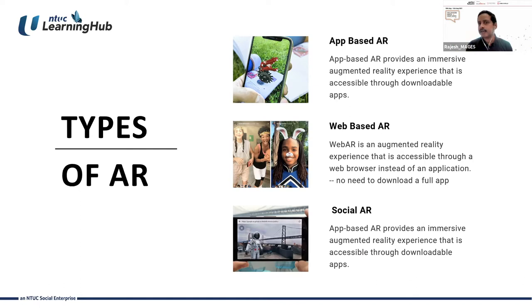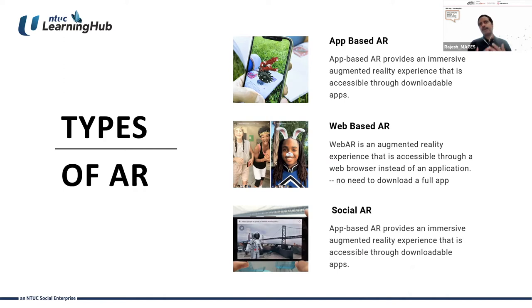That means we are not downloading any of the apps. Every app resides on the server. Okay. The third type that we will be seeing is social AR. That means I don't want to download in a phone. I'm so lazy to open a browser to type, but I like social media space. That means, can I use my AR in a social media platform like Facebook, Instagram, Snapchat, TikTok, any other place? That means the AR resides in the social media platform. So these are the three fundamental things.